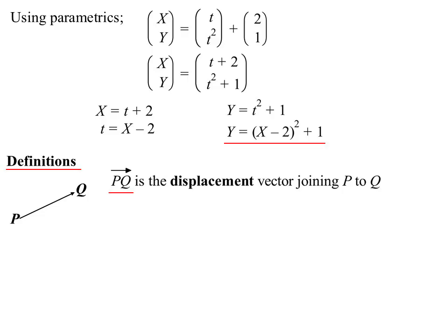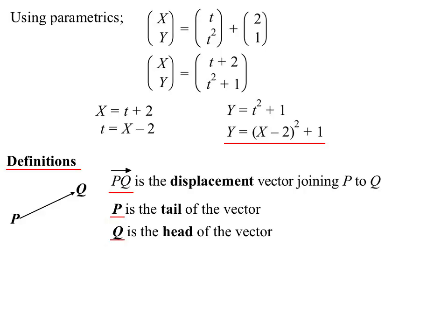So some definitions. What I was just talking about there is what we call the displacement vector. Now the notation is quite important. PQ, and then we put the arrow on top, and that's telling us the direction of the vector. We're going from P to Q. That's what we call a displacement vector, going from P to Q. P, we often call the tail of the vector, Q, the head of the vector.